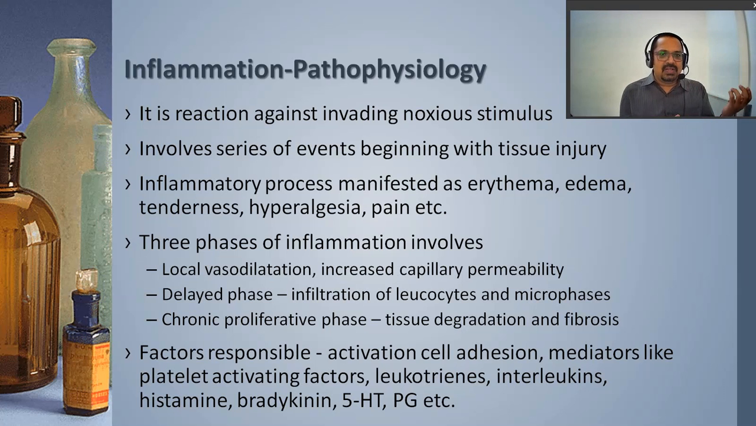That leukocyte will be inflated over and macrophages, and in a chronic or proliferative phase, the tissue degradation or fibrosis will be over there. Tissue degradation: there is a localized accumulation of damaged tissue, that is pus formation and fibrosis. So initially there is only redness, increased local permeability, or edema like that.